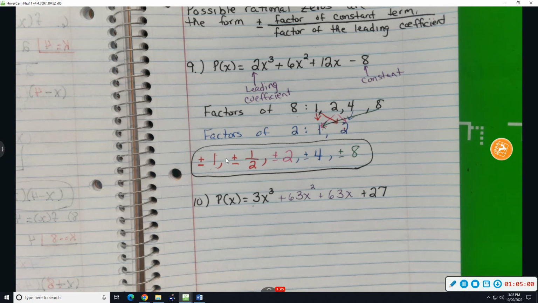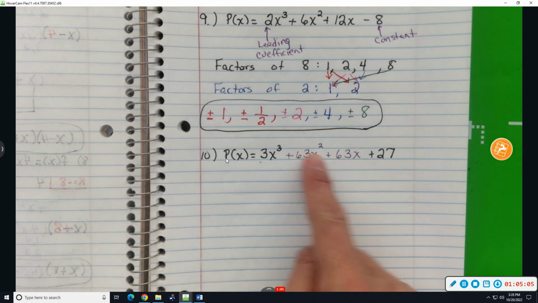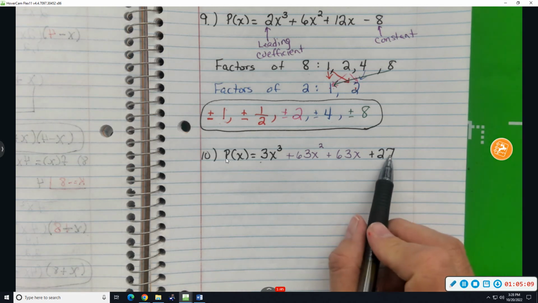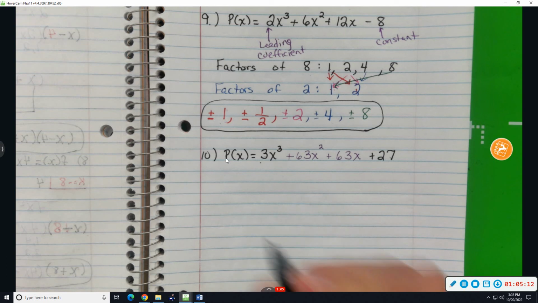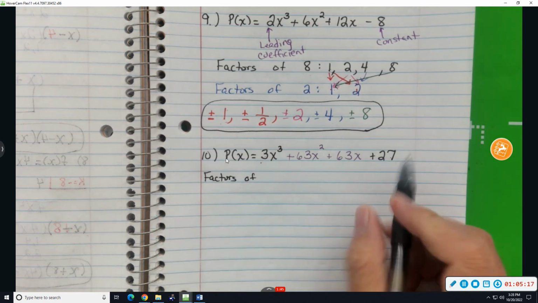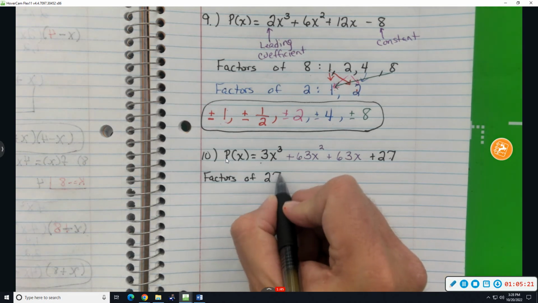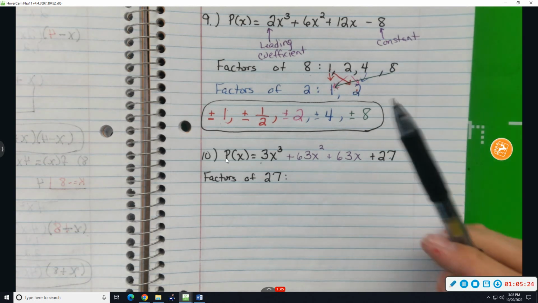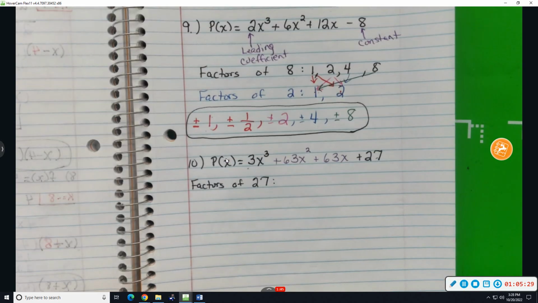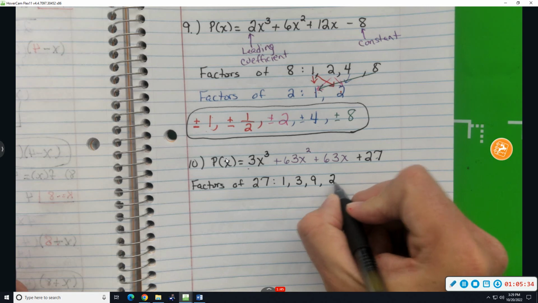I wrote the middle terms in a dimmer color just to illustrate that they're not the important ones. What's important are the constant and the leading coefficient. I always start with the constant first, writing out those factors, because that's the stuff that's going to be on top. 1, 3, 9, 27.